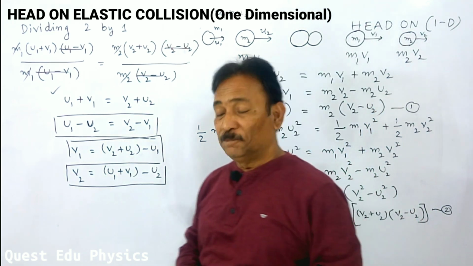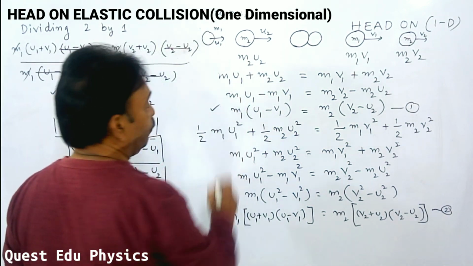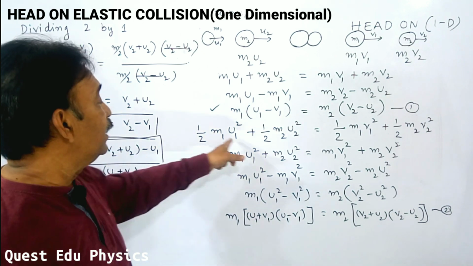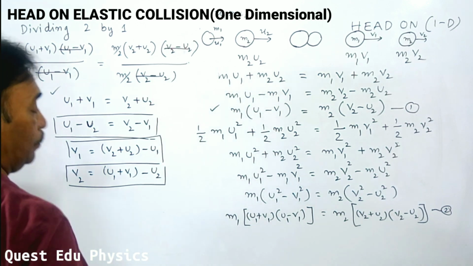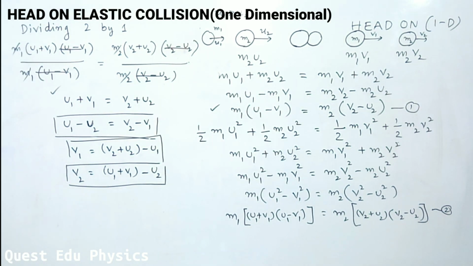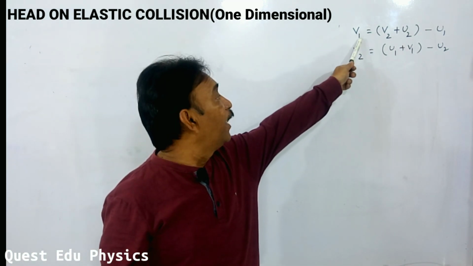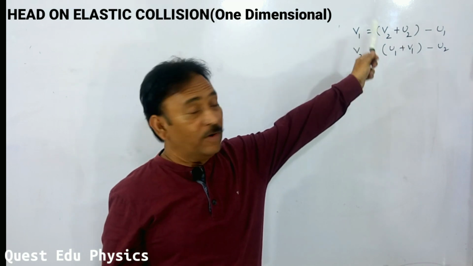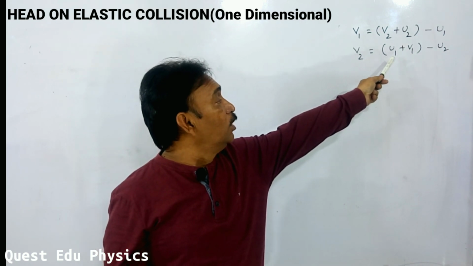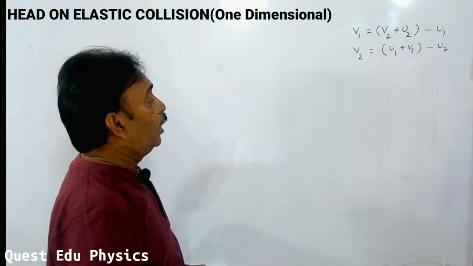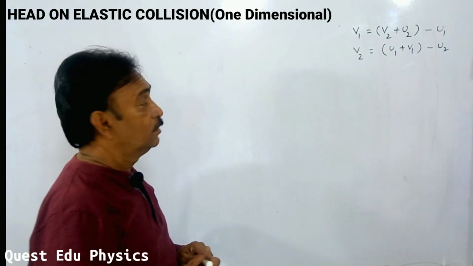Okay, then after we apply these values in the first relation, this one, to find out the velocity in terms of masses. Let's do it. Okay, students, in head-on collision, we derive the equation for the final velocities as v1 is equal to v2 plus u2 minus u1, and as well as v2 is equal to u1 plus v1 minus u2. And we have to find out the velocities in terms of masses, students.